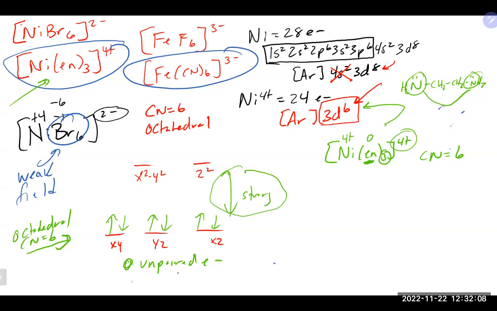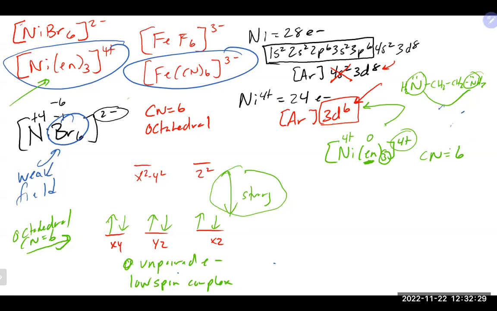This obviously would then be a low spin complex, as we have a lot of paired spin. That's what that means, right? Paired spin, quantum number of ms, plus a half, minus a half. They're paired with each other. Any questions on that one there?